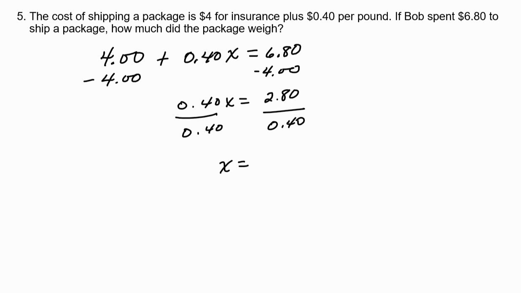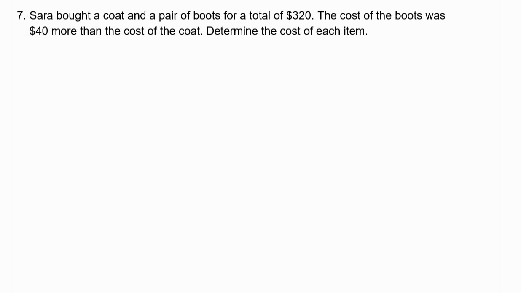And that's going to give me 7. So the package weighed 7 pounds. Okay, problem 7: Sarah bought a coat and a pair of boots for a total of $320. The cost of the boots was $40 more than the cost of the coat. Determine the cost of each item.